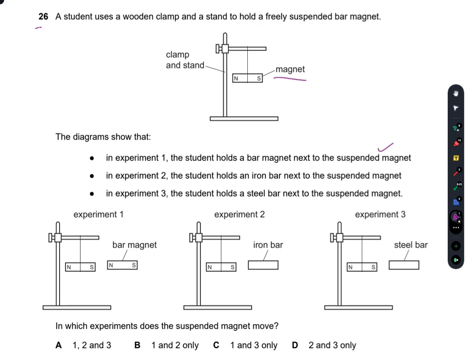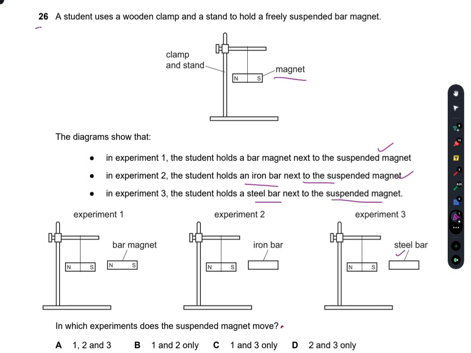Okay, so I understand. In experiment 2, the student holds an iron bar next to the suspended magnet. Yes, I can see it here. In experiment 3, the student holds a steel bar next to the suspended magnet. So, in which experiments does the suspended magnet move?